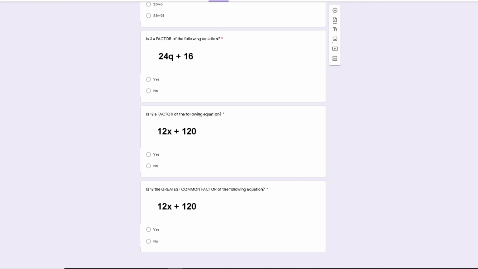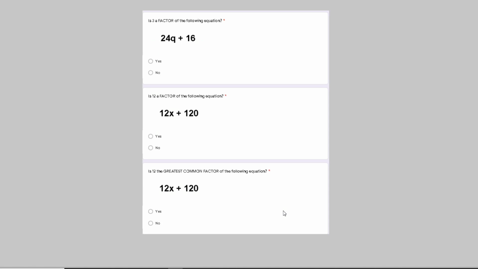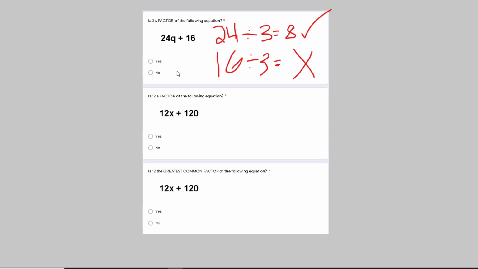Alright, so last 3 questions here. Is 3 a factor of the following equation? You have to see, does each term, each coefficient, divide by 3? I guess really, does each term divide by 3? So 24 divided by 3 is 8. So we know that works. But 16 divided by 3, I mean, you can do it, but it's not going to give you a whole answer. So if it's not a whole number, we say it is not a factor.